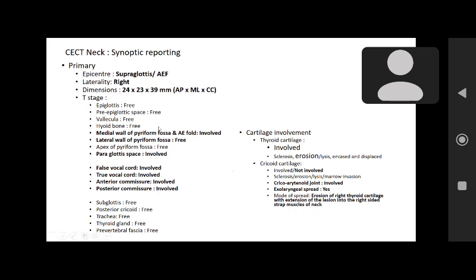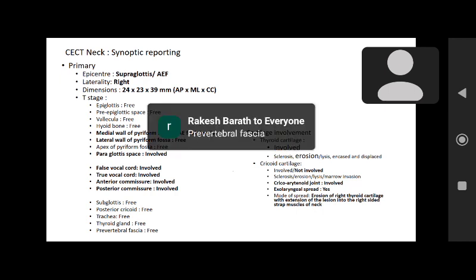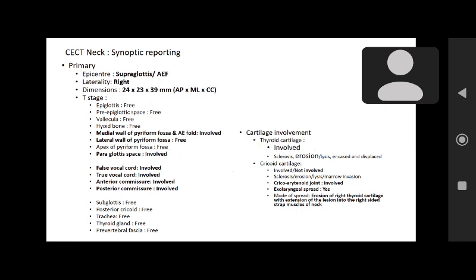So, ma'am, this is a synoptic reporting. The epicenter of the disease was supraglottal, that is the aryepiglottic fold. Right-sided disease dimensions were 2.4 by 2.3 by 3.9 centimeters. The epiglottis was free. Pre-epiglottic space was involved. Sorry for this error. Vallecula and hyoid were free.